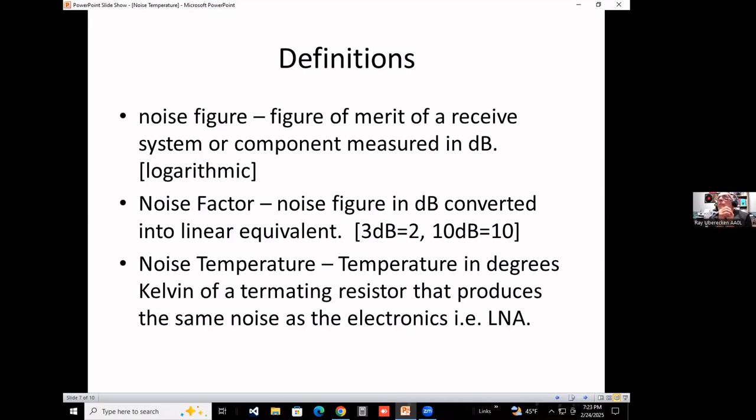Noise figure is a figure of merit of receivability. And then noise factor is the noise figure in dB converted to a linear equivalent. Two of the most common ones are a 3 dB noise figure, which is a noise factor of 2, up 2, down 2. And then 10 dB would be a noise factor of 10. The noise temperature is the temperature in degrees Kelvin of the terminating resistor that produces the same noise as the electronics that you're using, LNAs, things like that.